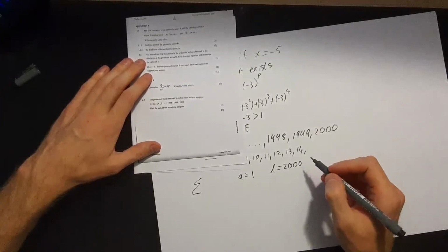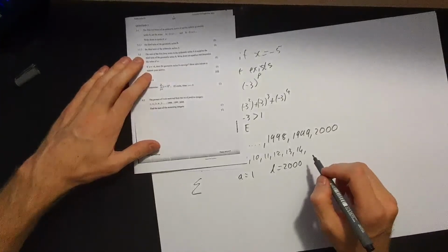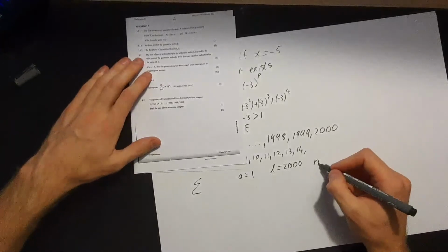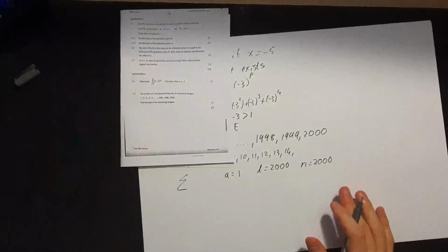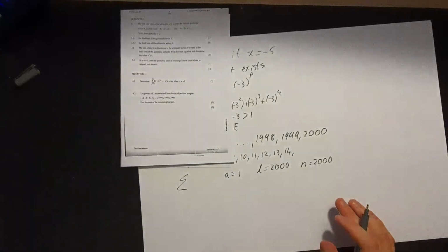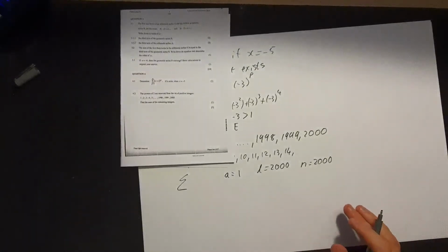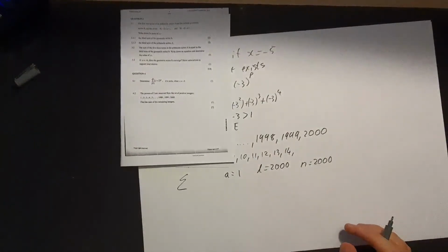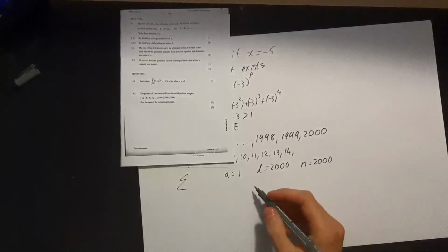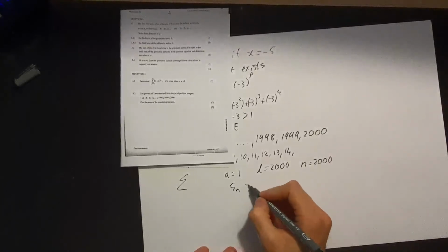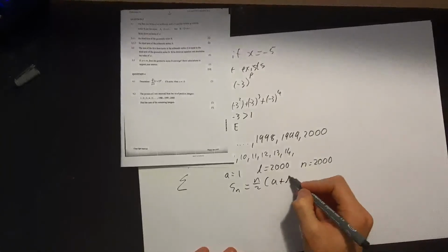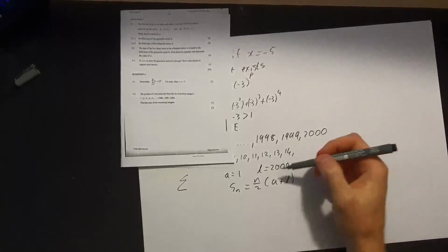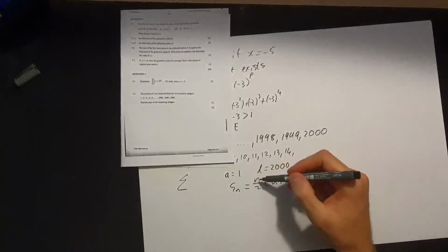Okay, and then what other piece of information do we need? We need N equals 2000 as well. Okay, so why are we using this? Well, we want to find the sum of the first few terms, or the terms of the remaining part. We can use the following formula where Sn equals n over 2 times (a plus L). We have L, we have a, we have n.